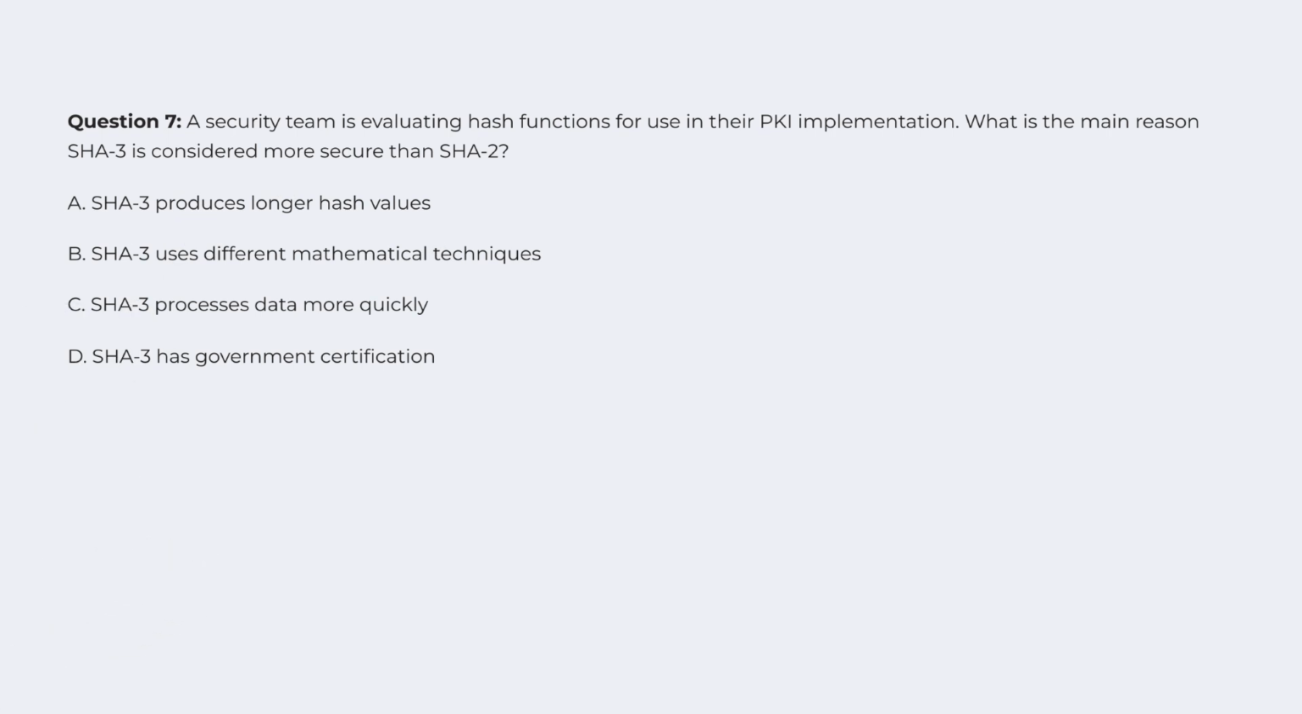Question 7. A security team is evaluating hash functions for use in their PKI implementation. What is the main reason SHA-3 is considered more secure than SHA-2? A. SHA-3 produces longer hash values. B. SHA-3 uses different mathematical techniques. C. SHA-3 processes data more quickly. D. SHA-3 has government certification.